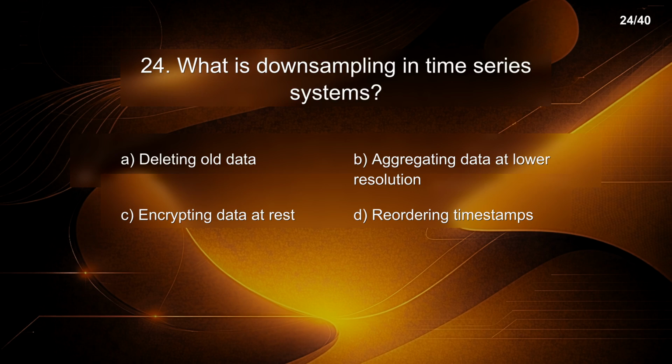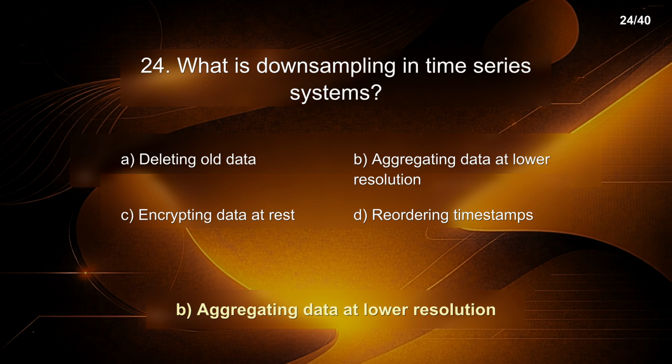24th question. What is downsampling in time series systems? A. Deleting old data. B. Aggregating data at lower resolution. C. Encrypting data at rest. D. Reordering timestamps. Correct answer is B. Aggregating data at lower resolution.